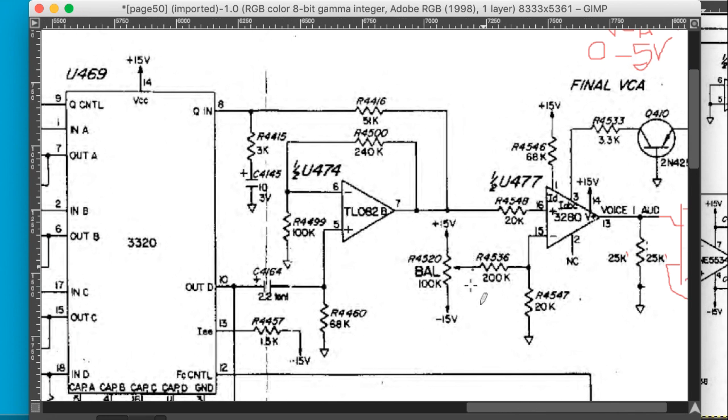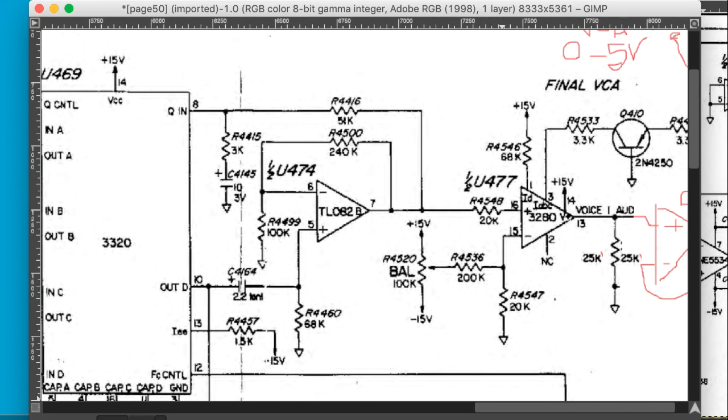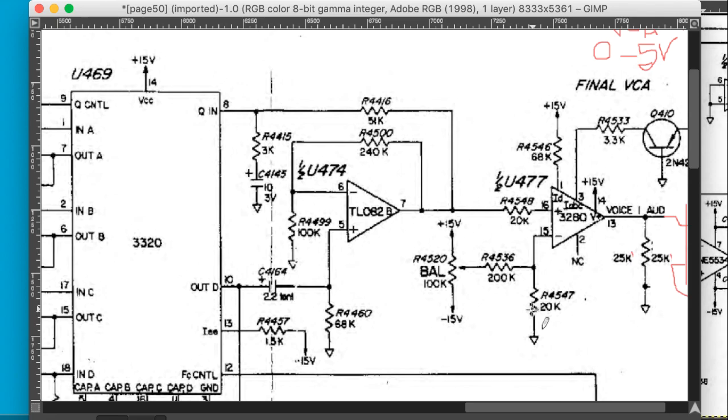Do we want to bother with all of this? Might as well. It wouldn't hurt anything. We'll go ahead and leave this little trim circuitry in here. That probably trims to make sure we get rid of DC.